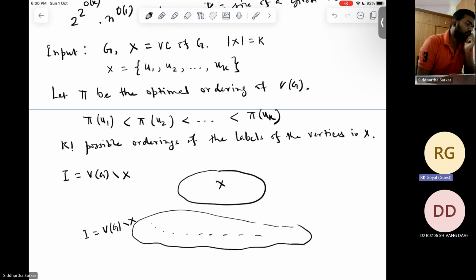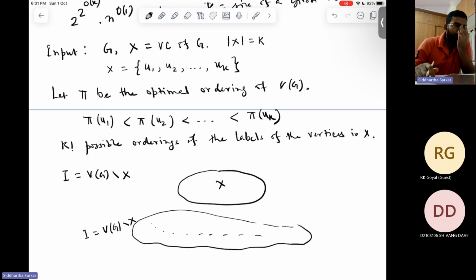Since k vertices are part of the vertex cover, they are covering all the edges of the given graph. And the remaining vertices may be thought of as redundant vertices, which are not required as far as the coverage of all the edges is concerned. Exactly. That is right.